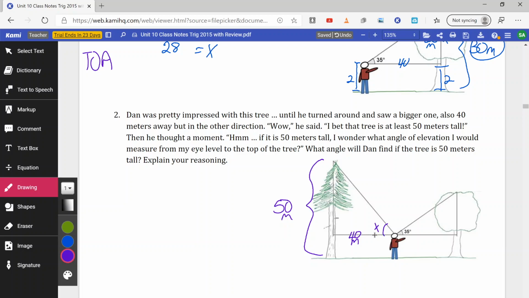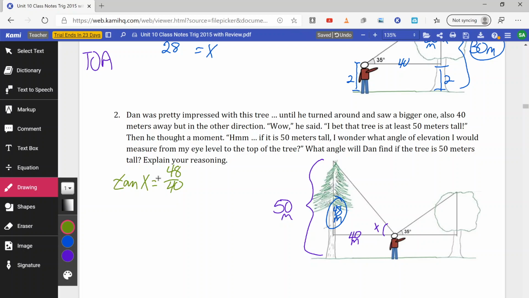Well, first of all, we have this right triangle, so we have to take out this bottom part. Now again, Dan is 2 meters tall, so this means from the top of the tree to the bottom of his eye line is going to be 48 meters. So that's the number that we're going to be using. We have the side across from x, opposite, and 40 meters is the adjacent. So opposite and adjacent means we're still dealing with tangent. Only in this case, we don't have a number, we have a variable. So we have tangent of x is equal to opposite 48 over 40.